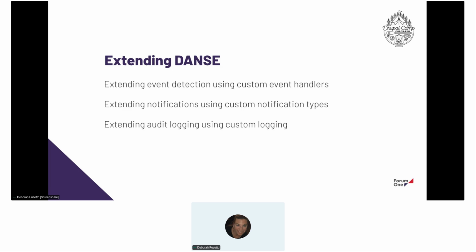So extending DANSE. You can extend DANSE event detection. So this is to define new events, and then you write code to handle these events. There is also extending notifications. You can tailor messages based on users' behavior and preferences. So like if the user has preferences that they're interested in, let's just say skydiving or whatever, you can create notifications specific based on user preferences. Extending the auditing allows you to do more detailed logging of user activities and content changes.